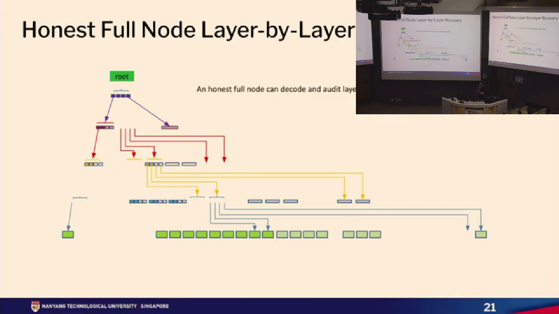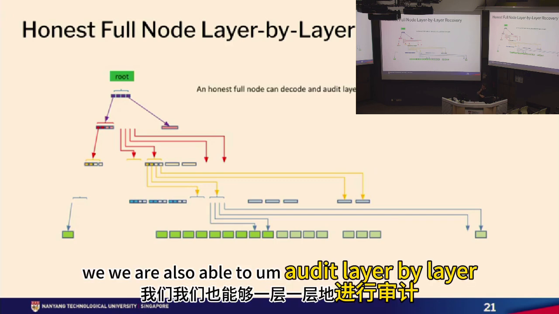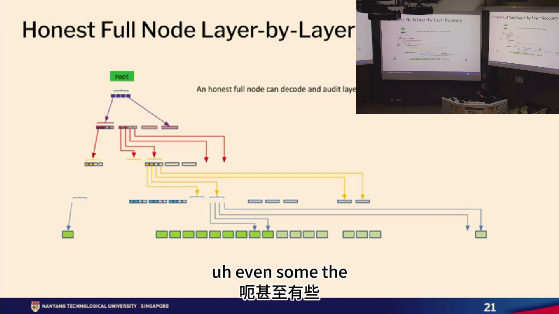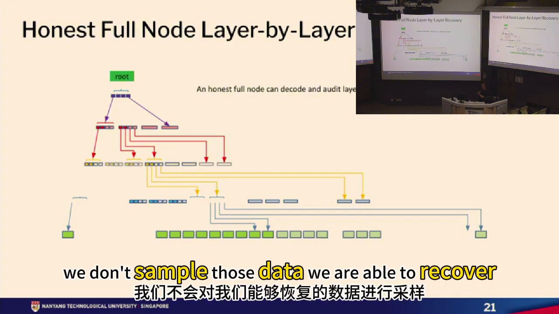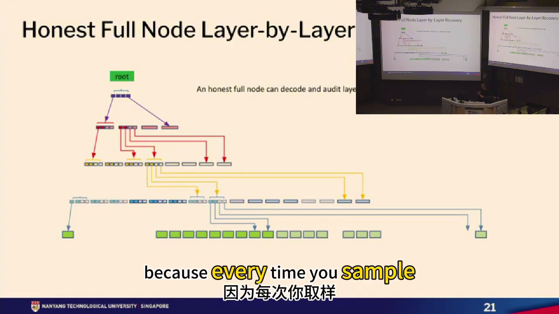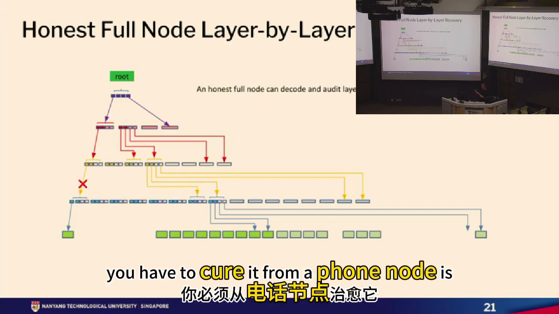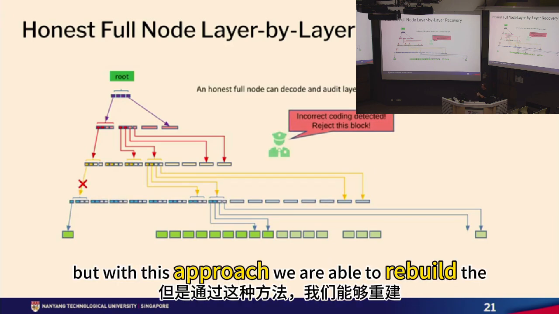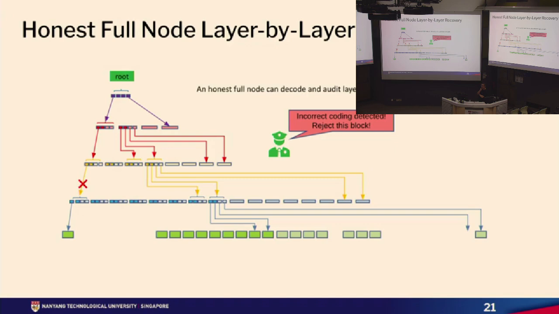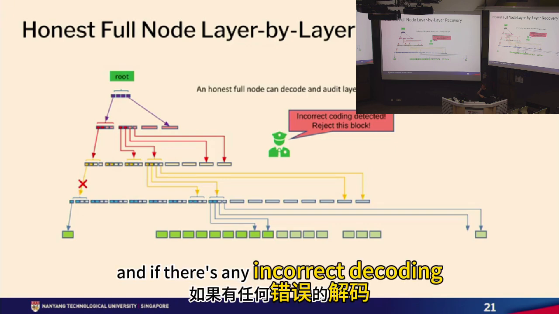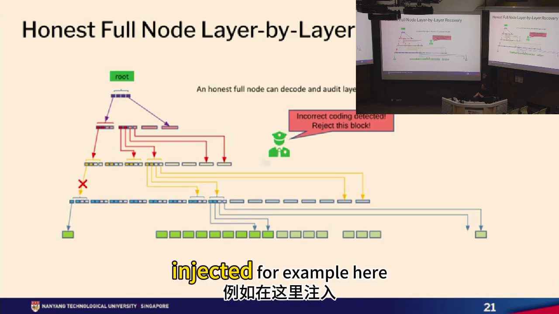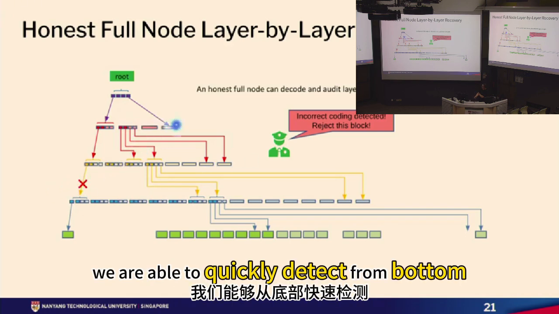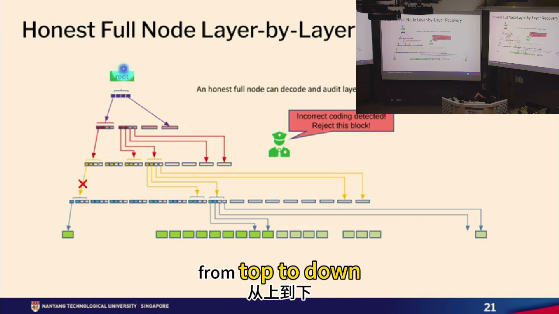So with all this coded Merkle tree, we are also able to audit layer by layer. Even if some of the data is missing, or we don't sample those data, we are able to recover. Because every time you sample, you have to curate from the full node. It's pretty expensive. But with this approach, we are able to rebuild the coded Merkle tree. And if there's any incorrect decoding injected, we are able to quickly detect it from top to down.